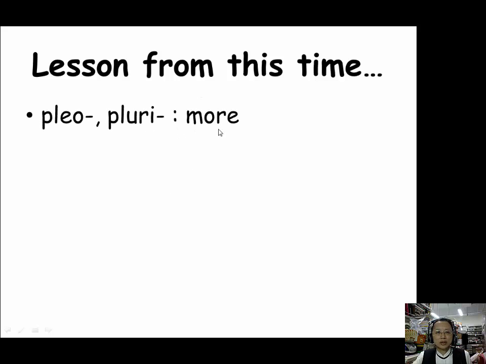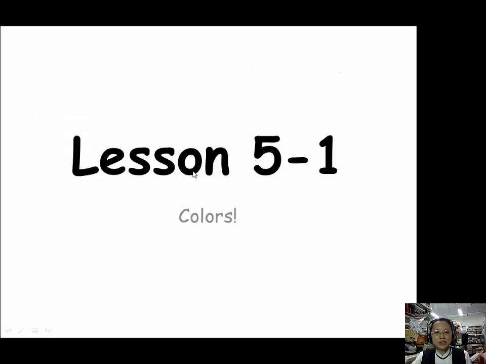For more, which is used to describe the ability or shape, we have pleo, P-L-E-O, and pluri, P-L-U-R-I. And we also introduce the word totipotent, meaning this organism or this cell has all the ability. Now let's move to lesson 5.